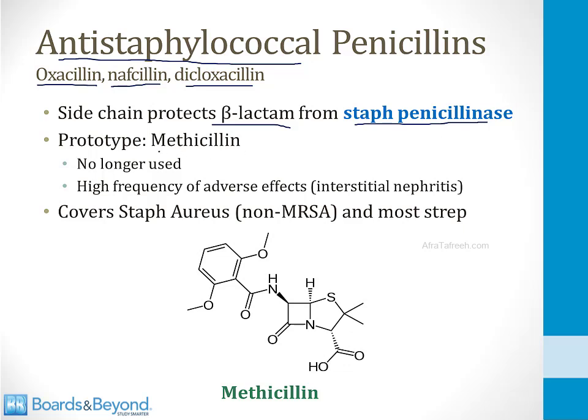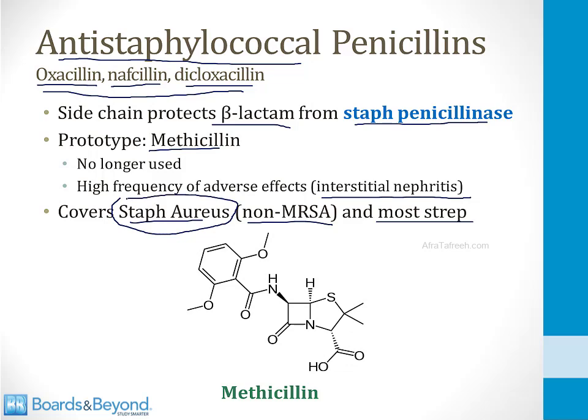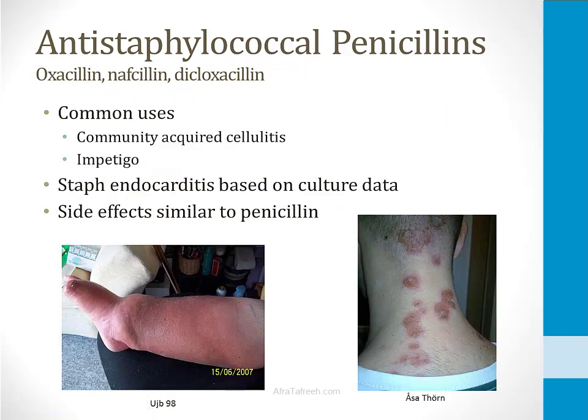The prototype drug in this class was methicillin, which is no longer used because it had a high frequency of adverse events, especially interstitial nephritis. These other drugs work just like methicillin without the adverse events, and they cover Staph aureus, not MRSA, not methicillin-resistant Staph aureus, the methicillin-sensitive variants of that bacteria, and they also cover most strep. Basically, they cover the same bacteria as penicillin, but they're better at covering Staph aureus because they are resistant to the staph penicillinase. So if you remember that staph and strep are often found on the skin, it's easy to remember that these drugs are commonly used for skin infections.